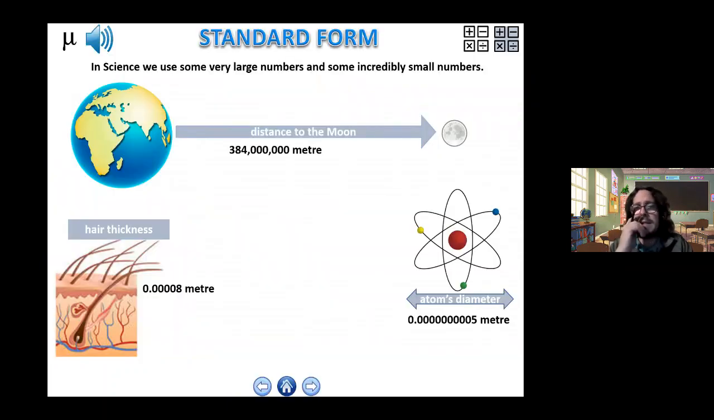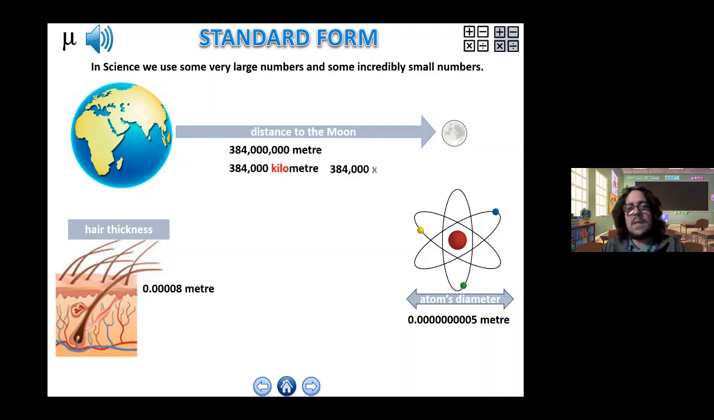So here we've got some typical examples of big numbers we might come across in physics, and small ones. The distance to the moon is 384 million meters. Now, as physicists, we get very fed up of writing down zeros. If you're doing lots of calculations with large numbers, especially something like space, you would soon get very tired of writing down all those zeros.